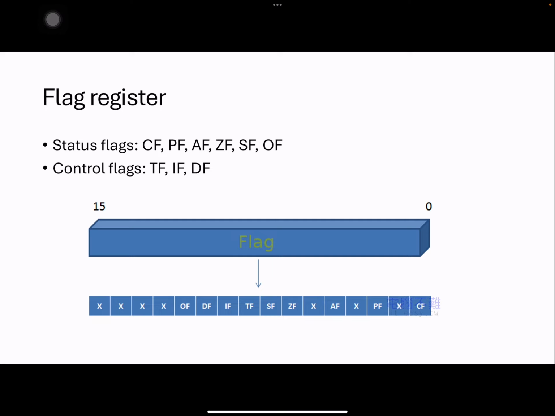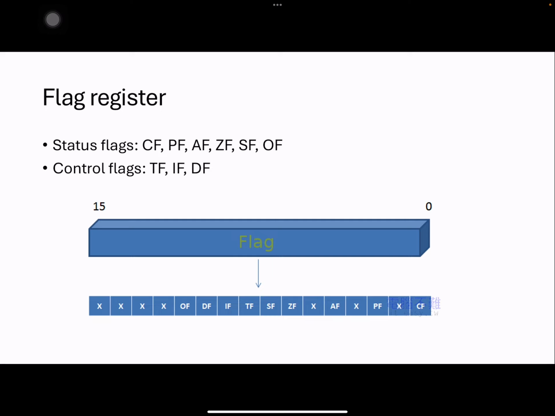And SF is the sign flag. After arithmetic, we look at the MSB. If the MSB is 1, we set SF to 1, which represents that the number is negative, otherwise 0, which represents that the number is positive. OF means overflow flag. Obviously, if overflow happens, we set OF to 1, otherwise 0. And TF is the trap flag, which is most of the time used to debug.